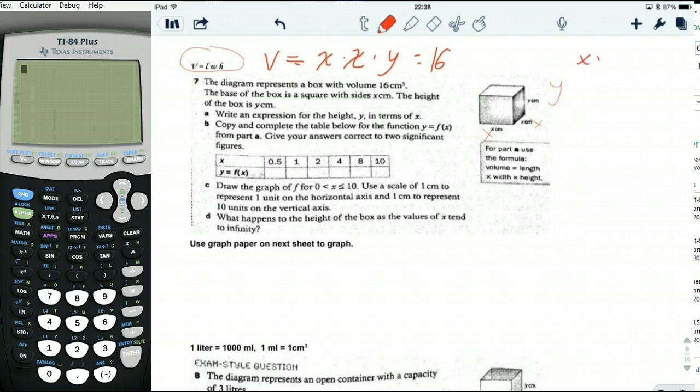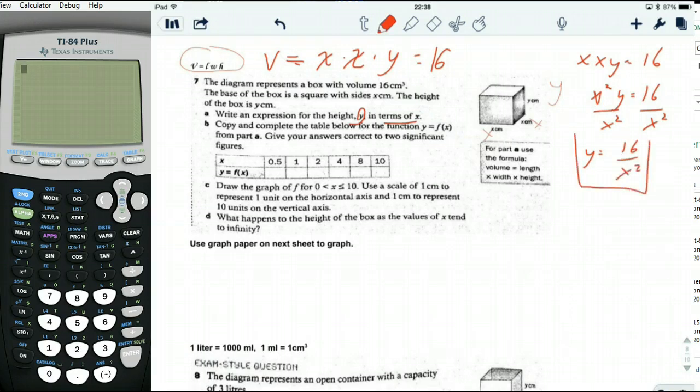So we have x squared times y equals 16. Now we want to write an expression for the height y in terms of x. In terms of x means that you're only going to have the variable x in the expression. So we want y on the left by itself. In order to do that, we need to divide both sides by x squared, right? y equals 16 divided by x squared. Okay, so there's your expression, y in terms of x only.